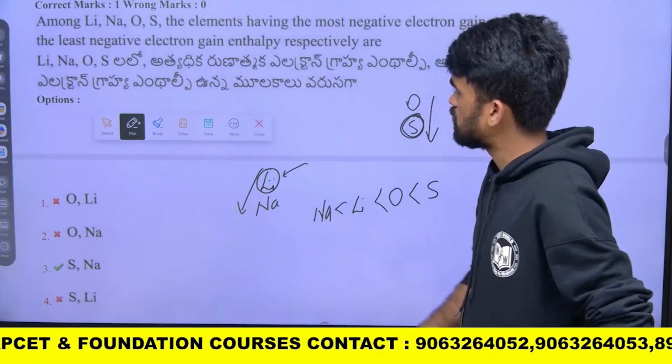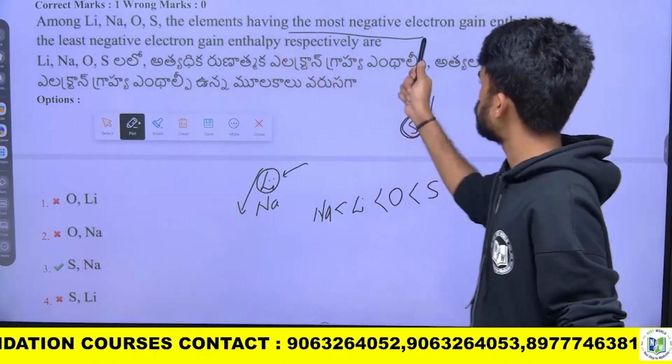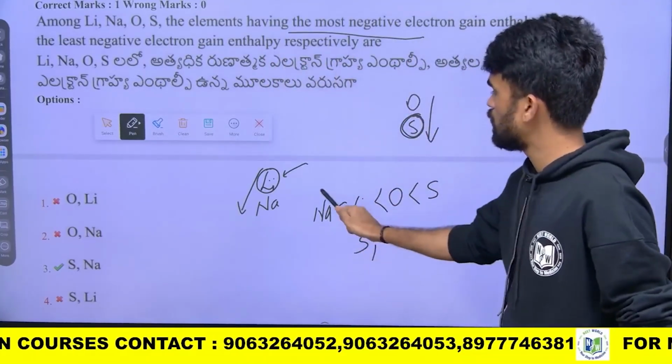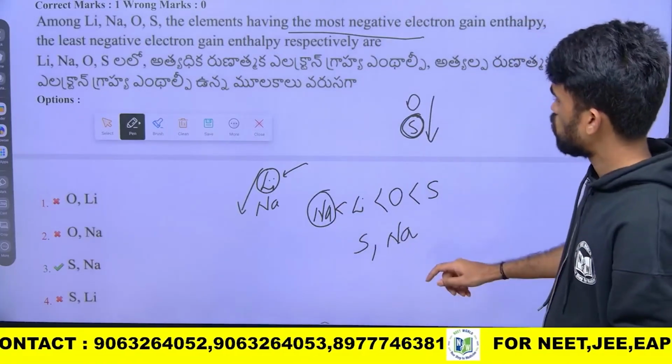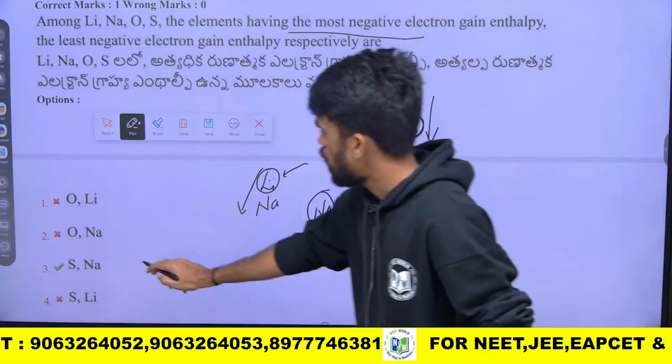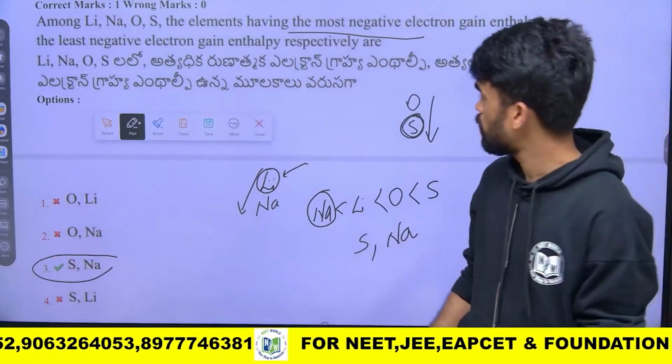So choose the option which has this order. What they are asking is: most negative is for sulfur, least negative is for sodium, that's it. These are the two species. So you can choose option C, option 3, which has sulfur, sodium. That is your answer.